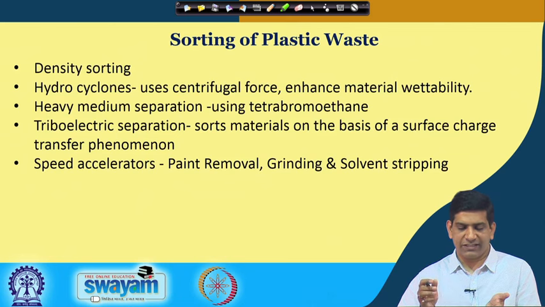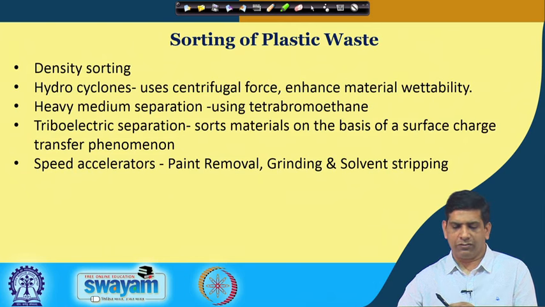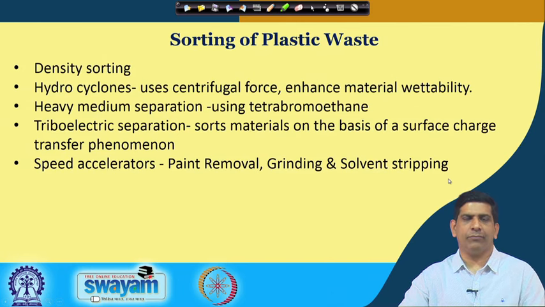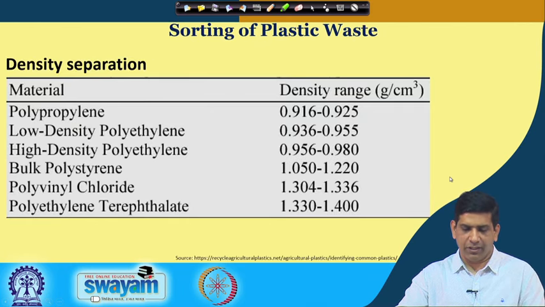You can have speed accelerators, paint remover, grinding and solvent stripping. So, those things are used. You can also use the optical sensor that we just talked about. So, other than the optical sensors, these are the other methods which you can use for sorting of plastic.